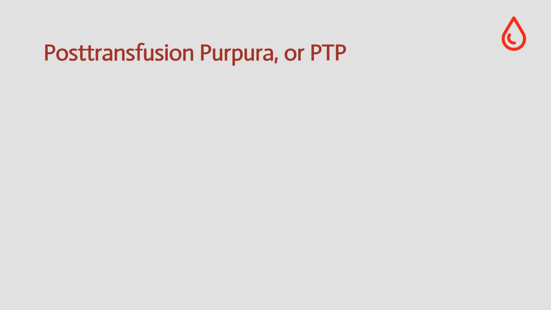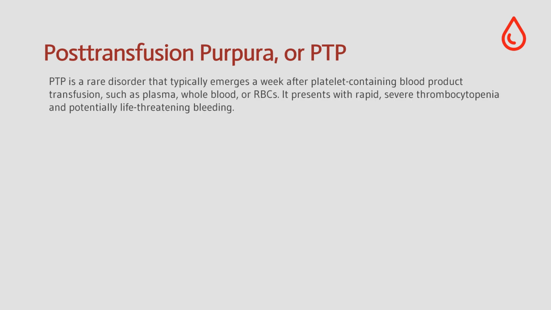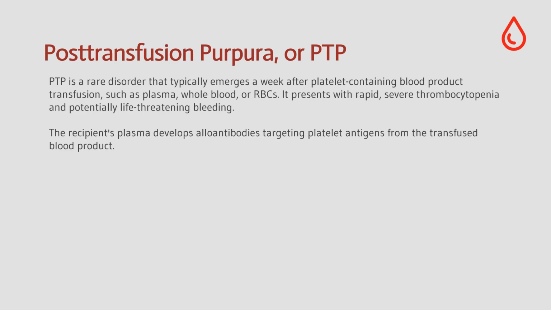We're delving into the rare disorder known as post-transfusion purpura, or PTP. PTP is a rare disorder that typically emerges a week after platelet-containing blood product transfusion, such as plasma, whole blood, or RBCs. It presents with rapid, severe thrombocytopenia and potentially life-threatening bleeding. The recipient's plasma develops alloantibodies targeting platelet antigens from the transfused blood product.